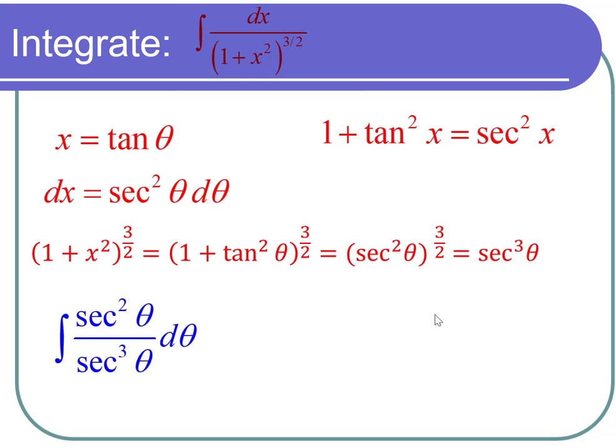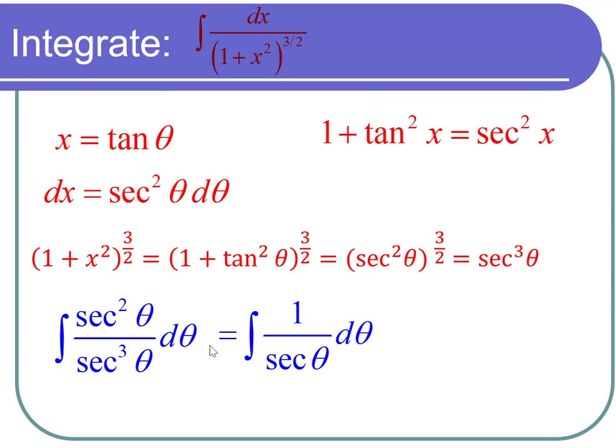So now let's substitute it in. So we had an integral. Remember the dx was secant squared of theta d theta. And the 1 plus x squared to the 3/2 was secant cubed of theta. So I have the integral of secant squared of theta over secant cubed of theta d theta. And I simplify that, and that's just the integral of 1 over the secant of theta d theta.